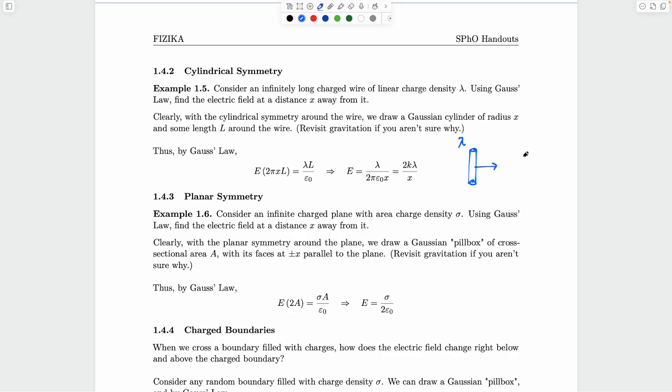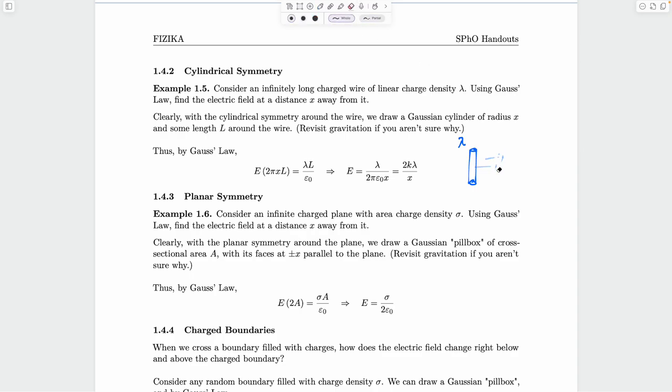So once again, by the same logic, the electric field has to point radially outwards, because of the same argument we presented earlier. If you rotate it, the charge configuration stays the same. So it can't have any tangential component. And because of that, we choose a concentric Gaussian cylinder to be our surface.